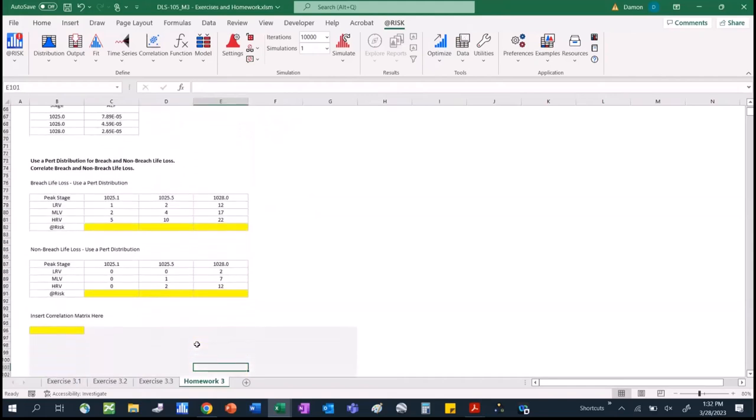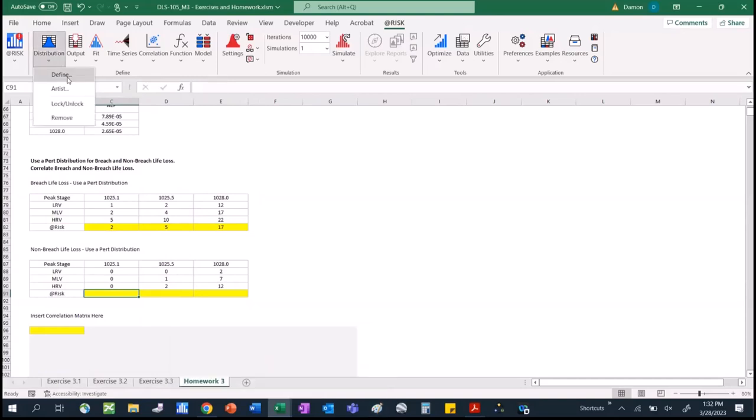All right. So let's set up our consequence distributions. Again, we're using a PERT distribution. So this is going to be our risk PERT: lowest reasonable, most likely value, and highest reasonable. That's going to be the same for all of those, so I can drag that over. And then it'll be the same thing for the non-breach, so I can copy those over.